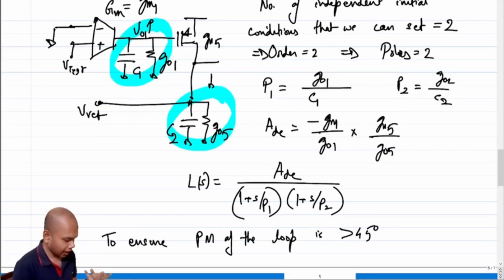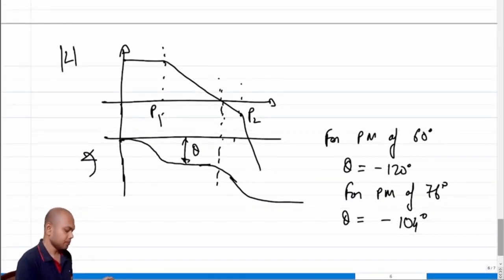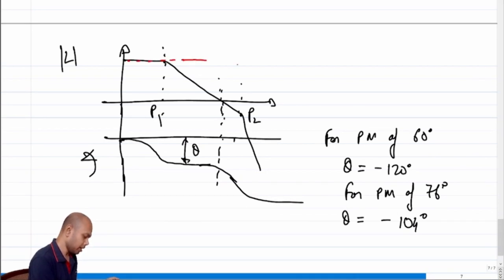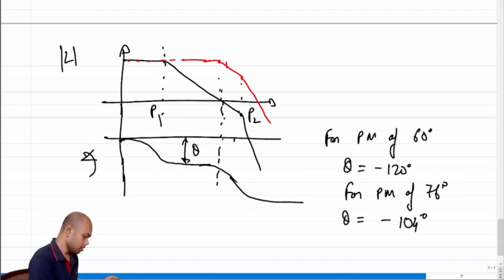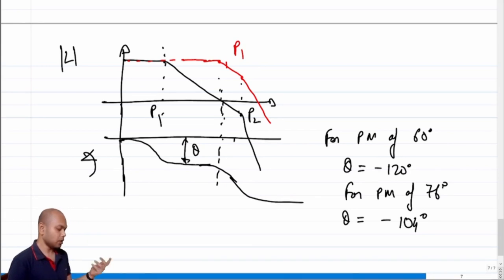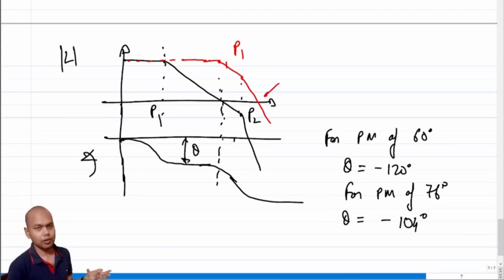Now, as you can readily see, if you have to choose a capacitance, let's say initially your P1 was here and P2 was there. Then your loop gain would have looked like the red plot, right? But we know that the phase margin of this red plot is quite bad, because ultimately the UGB of the loop is at the location where we are hitting a minus 40 dB per decade slope, which means the phase margin will be quite bad.